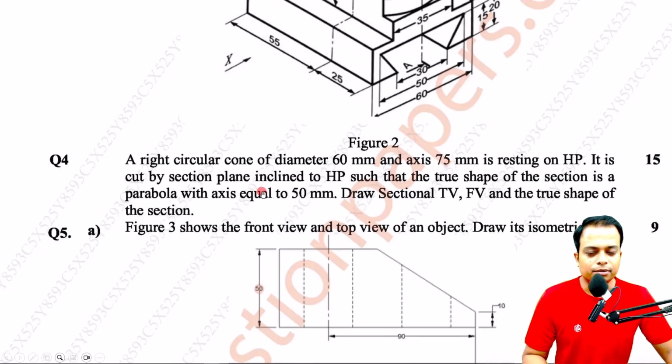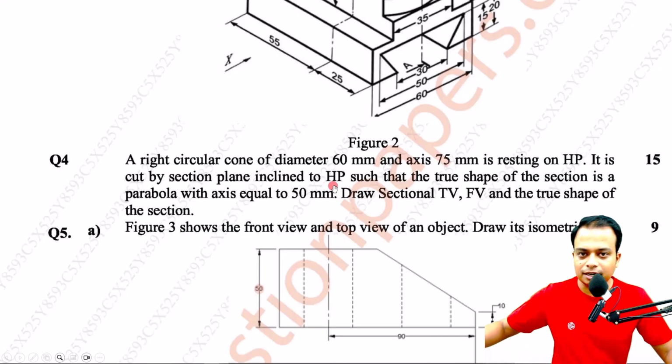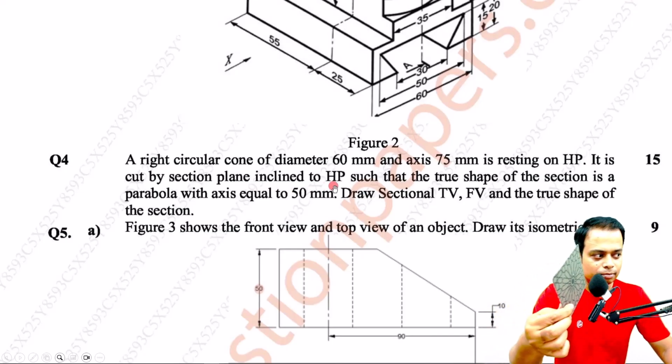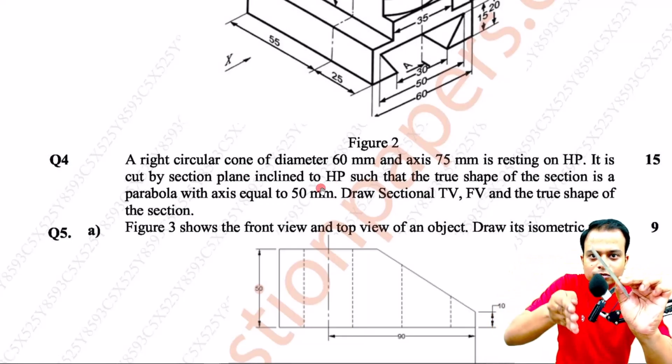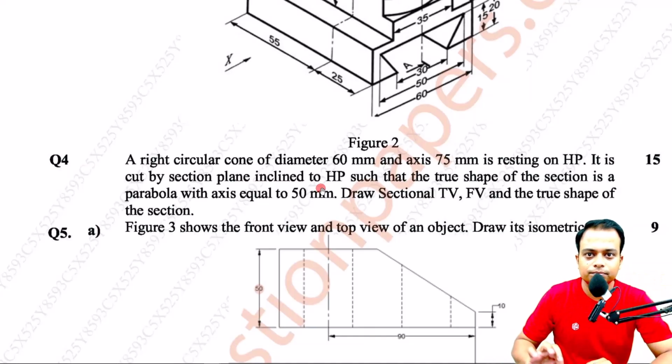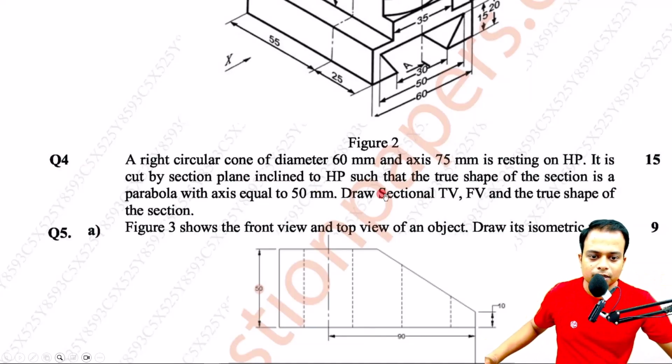It is cut by a section plane, inclined to HP. The section plane is inclined to HP. Take this as a section plane. It is inclined to HP this way, this angle, which you can see from the front, right? Such that the true shape of the section is a parabola with axis equal to 50 mm.